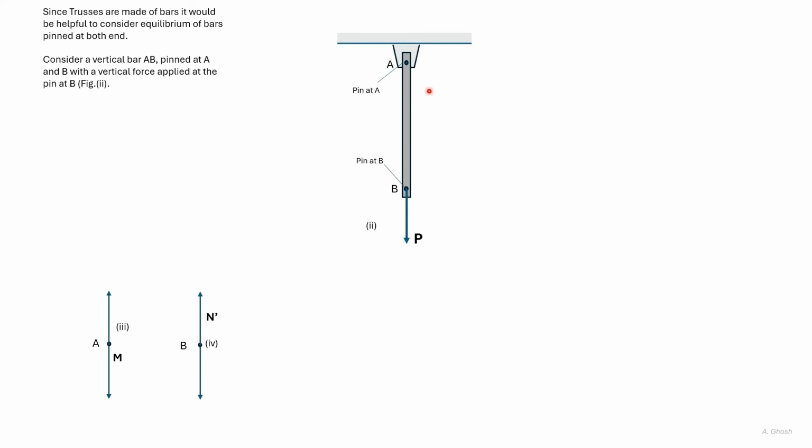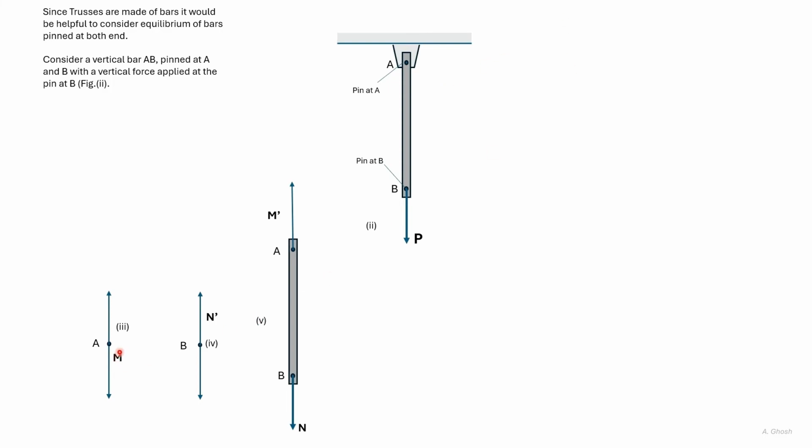Trusses are made of bars that are pinned at ends and subjected to axial forces. So we'll study here the case of a bar subjected to an axial force and pinned at both ends. We'll look at the equilibrium of the pin at A and B and the equilibrium of the bar AB, and then we will look at the action-reaction forces that act at A and B.